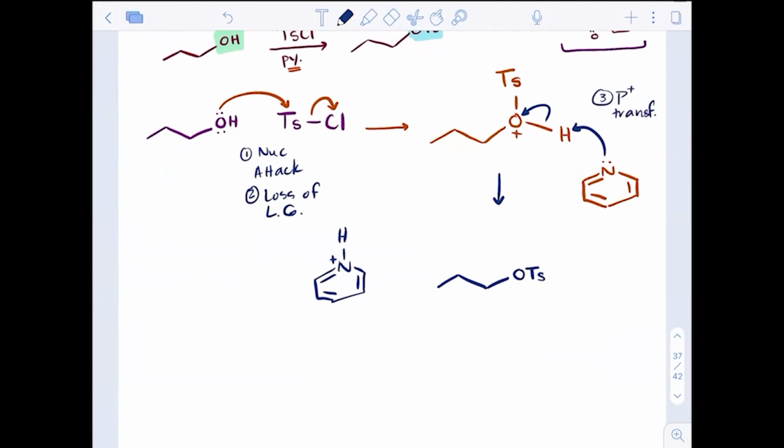That proton transfer is important to actually get the OTS group on there. And just to draw it out, O with the sulfur and pi bonds. TS is the tosylate group, so it has a benzene ring with a methyl on the exact opposite side.